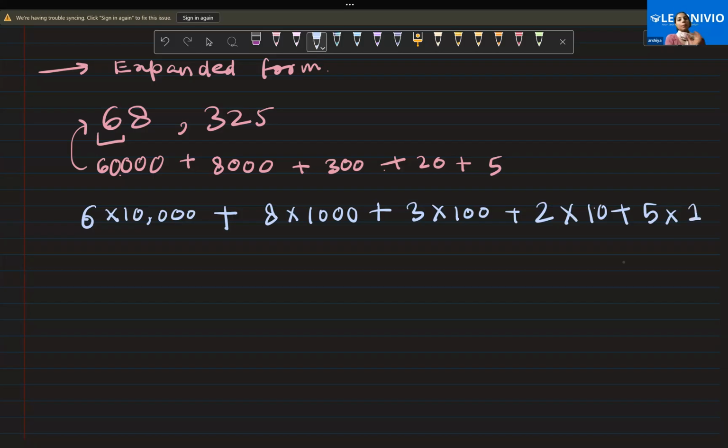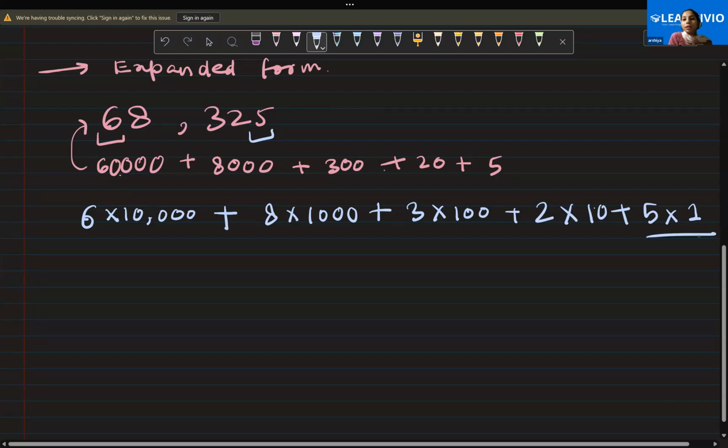And even if you don't remember this, what is the place value of 5 in this number? Ones. 1. So that's why we are multiplying it with 1. Is that clear? What is the place value of 3 here? Hundreds. And what are we multiplying 3 with? Hundreds. Is it clear why we are multiplying it with these numbers? Okay, so these are the two ways in which we can write our expanded form, 1 and 2.